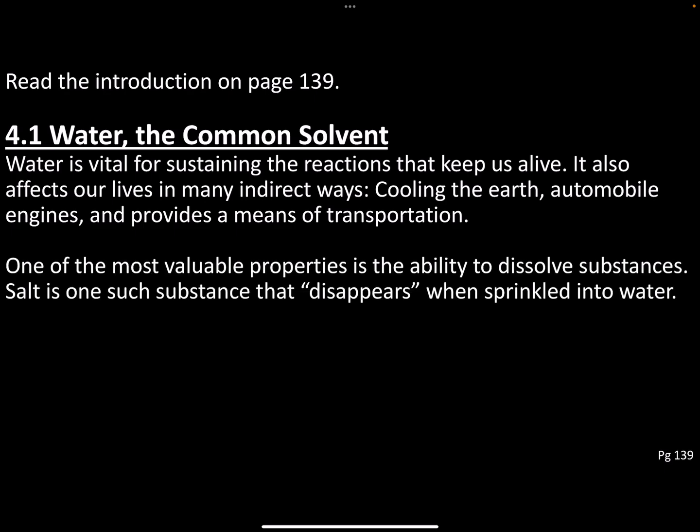Now, one of the most valuable properties of water is the ability to dissolve substances. Salt is a substance that if you were to sprinkle it into water, it would disappear, as we would say. Now, it doesn't actually disappear, but it appears to disappear, right?